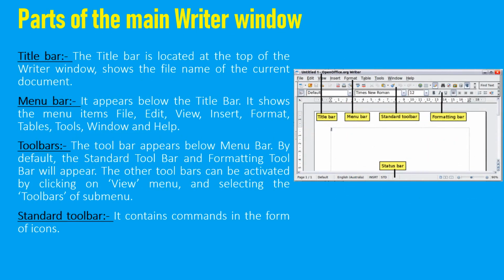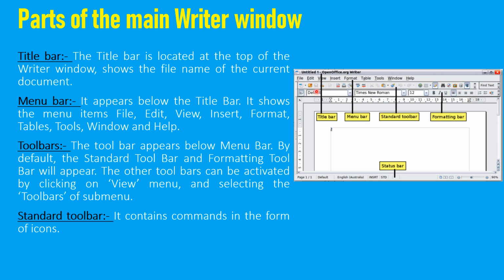Next is parts of the writer window. Here you can see in the picture there are various parts in the writer document. So the first part is called the title bar. You can say the first part of the document is called the title bar. It is used to show the file name of the currently opened document. Next is the menu bar. This part is called the menu bar. It appears just below the title bar. It is used to show the menu items like file menu, edit menu, view, insert, format, etc.